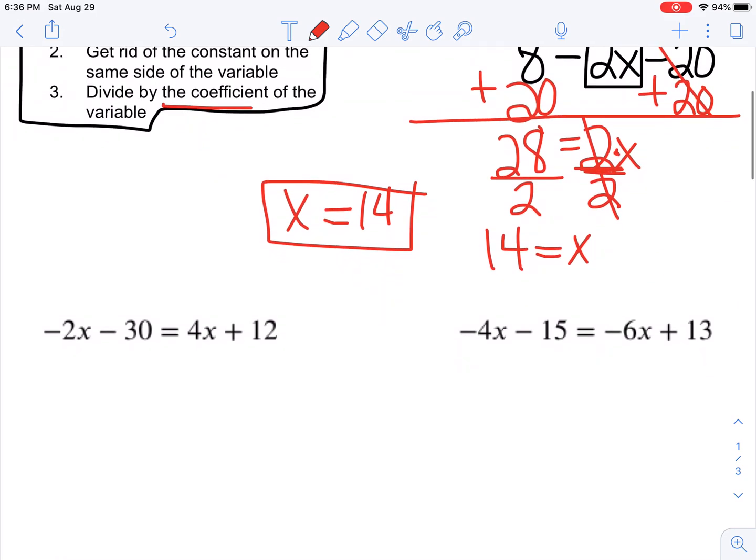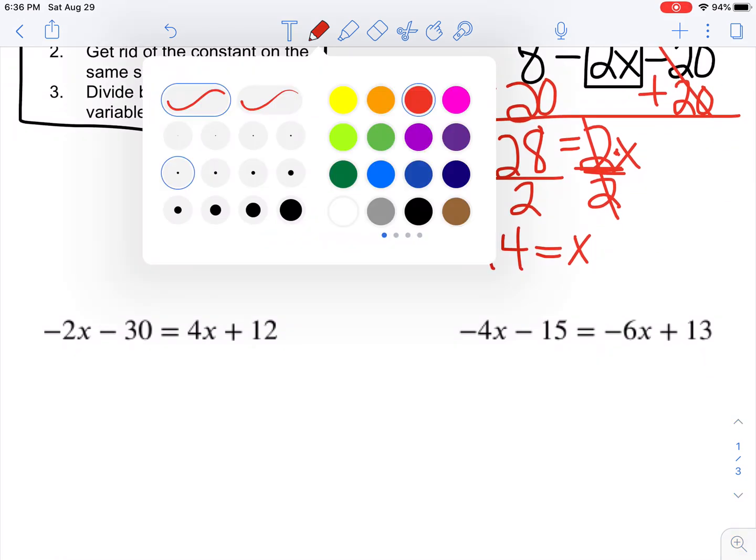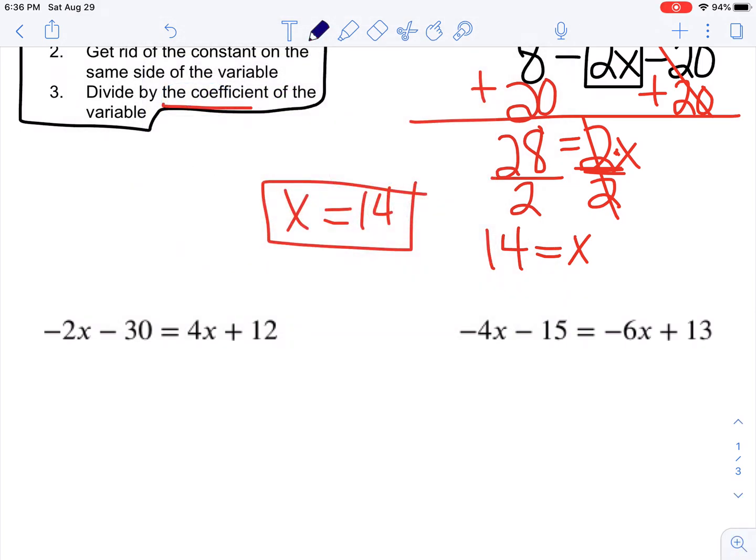Okay, let's look at the next problem. And y'all write these down with me. Okay, negative 2x minus 30 equals 4x plus 12. So my two variables are negative 2 and positive 4. So the smallest variable would be the negative 2. So that's the one that I'm going to cancel out. So I'm going to do the opposite of negative 2x, which is plus 2x. And I'm going to add it over here to the other side with the x.